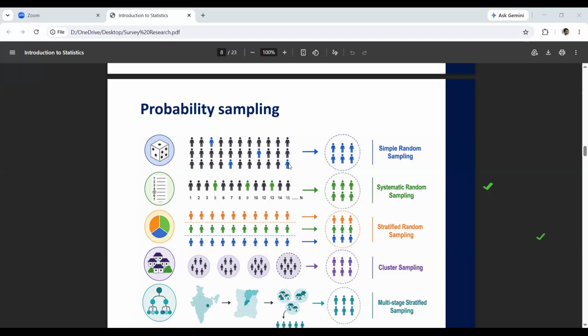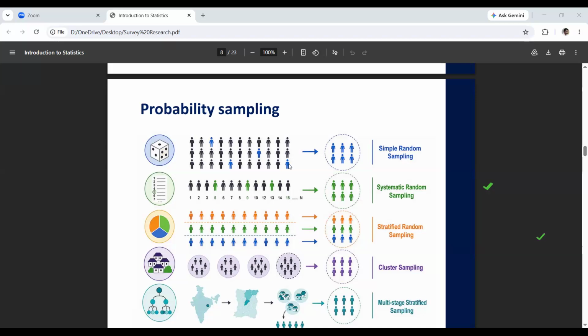So within the first 10 households, select one household randomly, and then add 10 to get another house. Suppose as the first household, we have randomly selected the fifth house. Then add 10 to get the second sample, the 15th household. Add 10 to get the third sample, the 25th household, like that. So this is systematic random sampling.